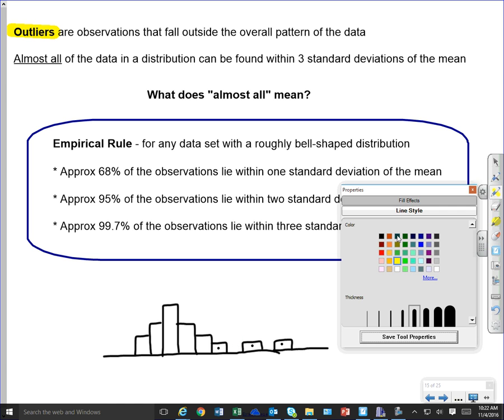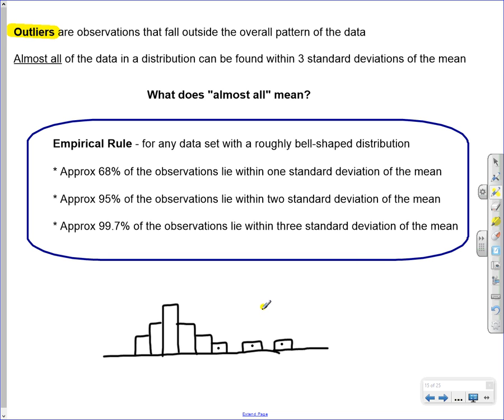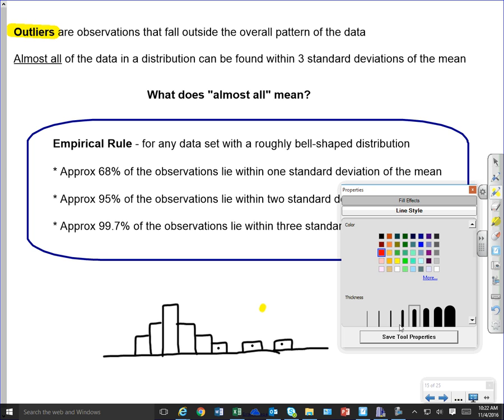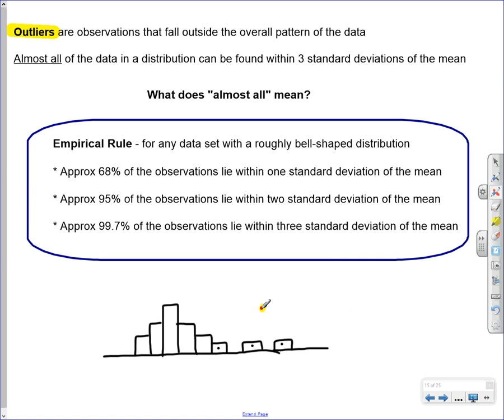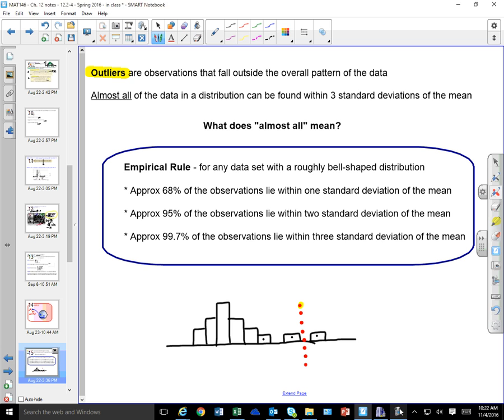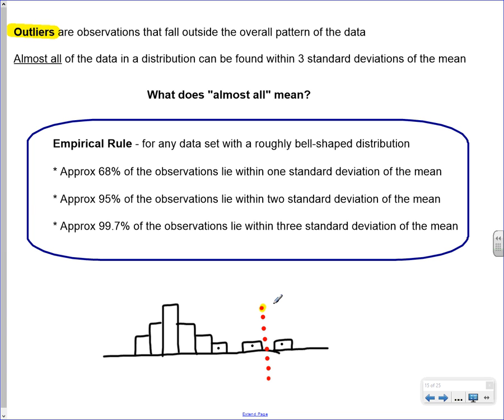So what we want to figure out is where I can create a cutoff point, so that anything that falls before this line is just a high observation, and anything that falls after this line is an outlier. We're trying to figure out where this cutoff point would be so that we all have the same interpretation of what an outlier is. For something to be an outlier, it needs to fall outside the overall pattern of the data.